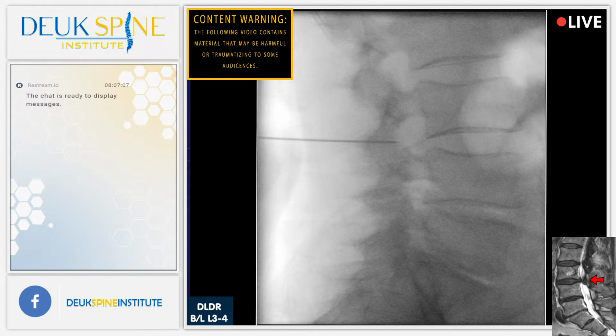So top half, Jordan, show us the top half of the foramen where the nerve lives. Yeah, we want to stay away from that area. That's where you get nerve injuries. And you want to stay in the bottom half. And it just so happens the herniation is in the bottom half anyway.